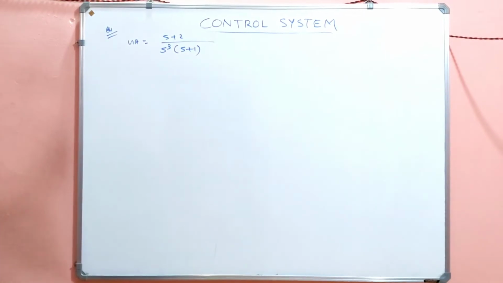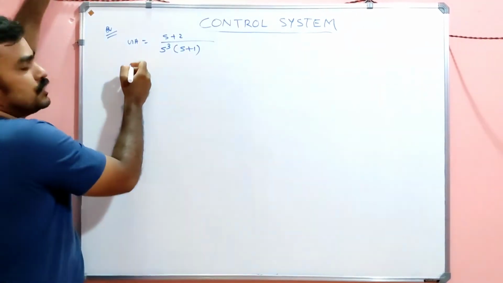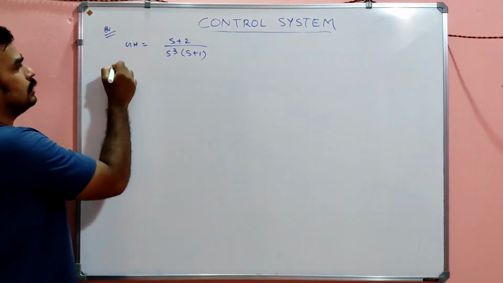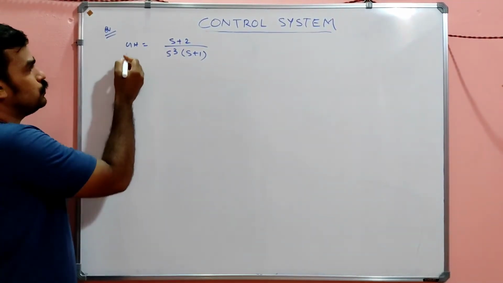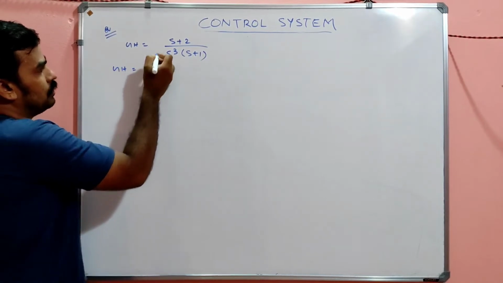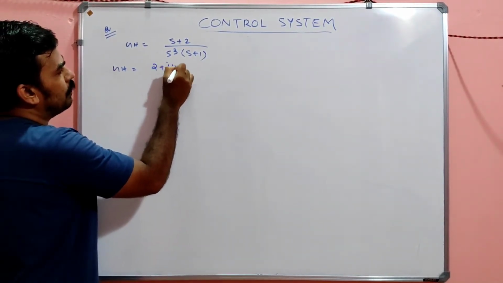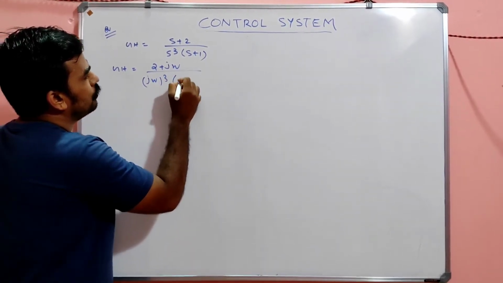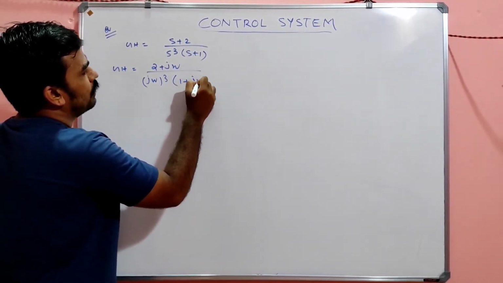S cube into S plus 1. Again the step is, so how can we do this? Again the same procedure. Let us put S equal to j omega. So GH will be equal to what? 2 plus j omega all divided by j omega cube into 1 plus j omega. Am I right, my dears?